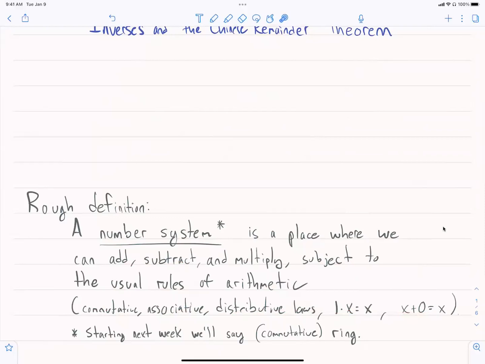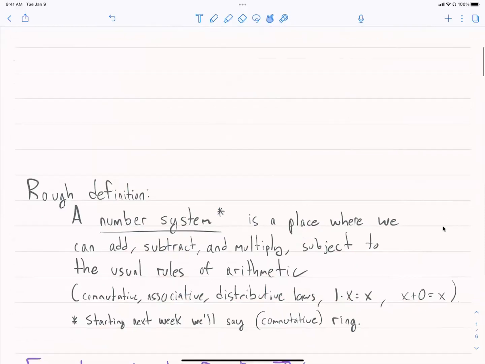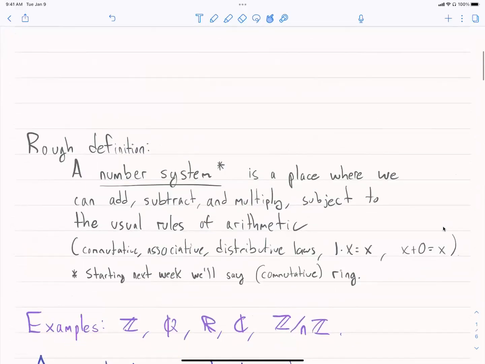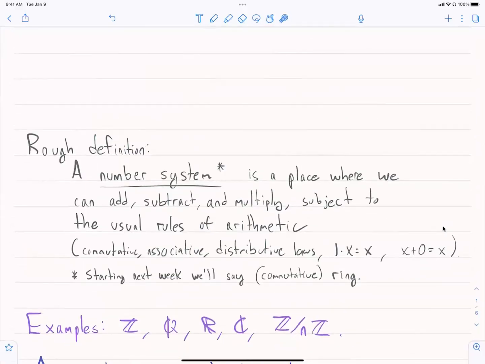I just want to point out, I have a little asterisk here. Starting next week, we'll call such an object a commutative ring, and we'll make the definition a little bit more precise. But for now, we're just going to work with specific examples anyway. So I just want a way to tie them all together conceptually, and we'll call that a number system. The main examples, which we discussed in class today, are the integers, the rational numbers, the real numbers, the complex numbers, and then the integers modulo n, so Z mod nZ.